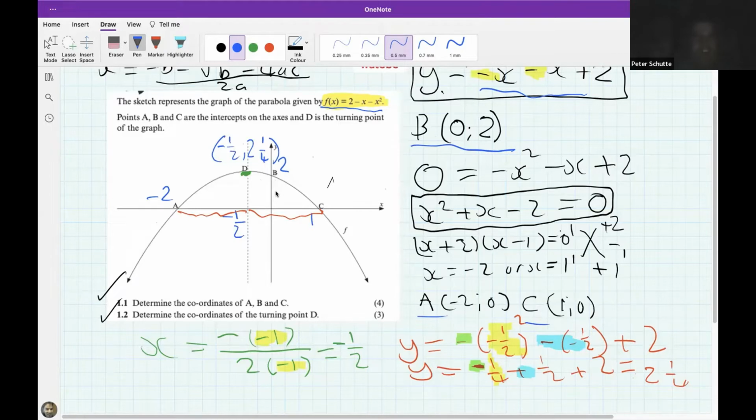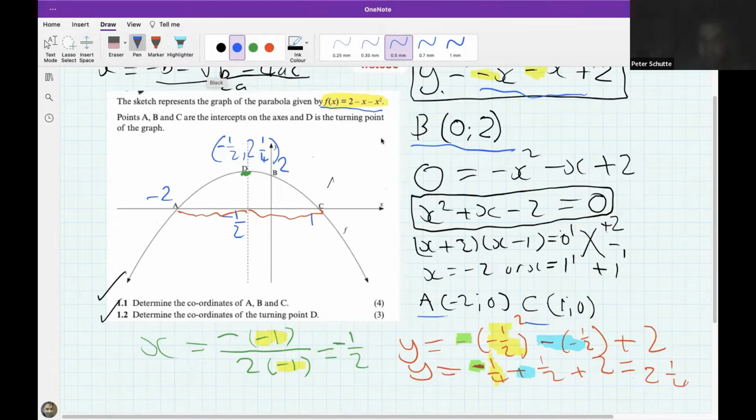So with this turning point, did you use the original equation or did you use the standard form of the equation? I used the standard form of the equation because when I use that formula -b/2a, it has to be written in the standard form.